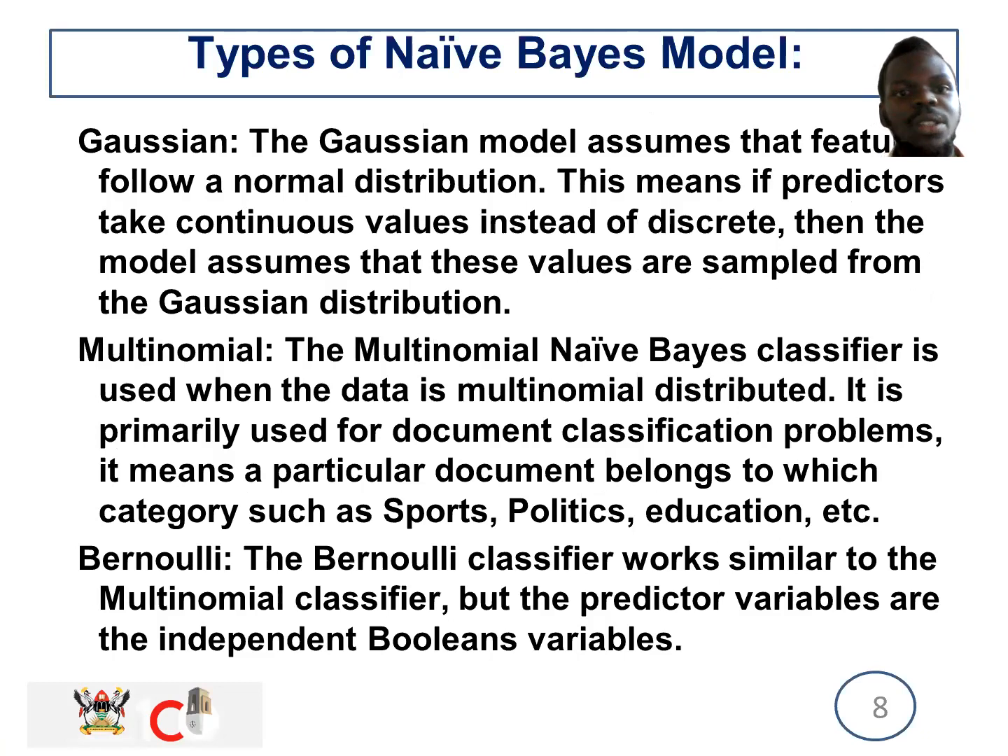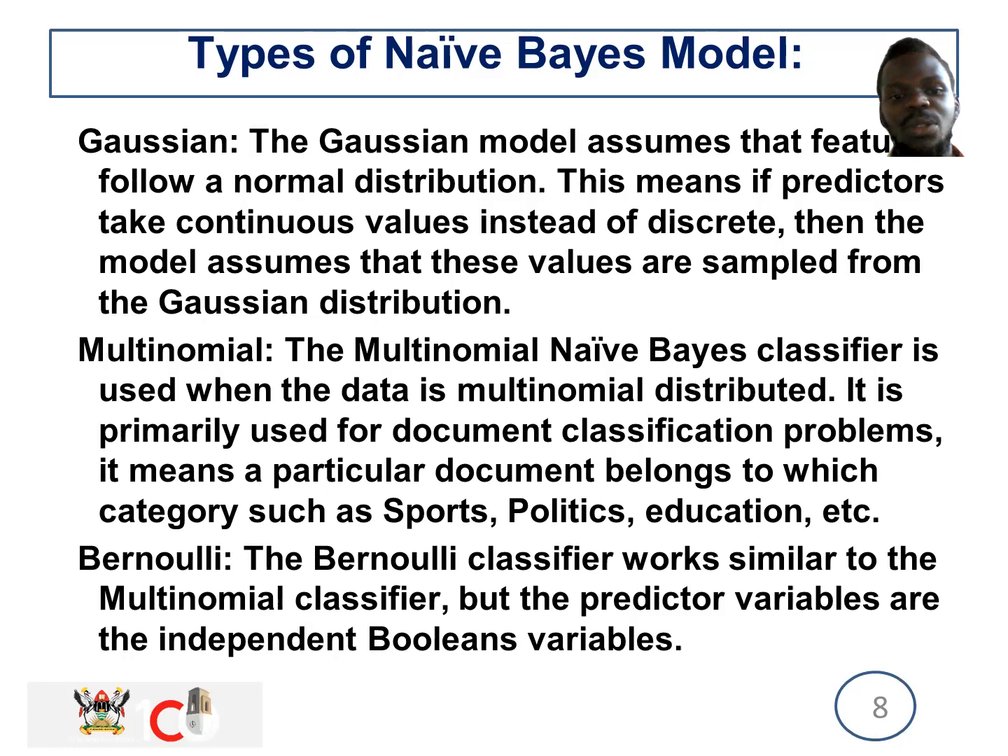So it's divided into types. It has the Gaussian, which assumes the features follow a normal distribution. This means if predictors take continuous values instead of discrete, then the model assumes that these values are sampled from the Gaussian distribution. It has a multinomial.